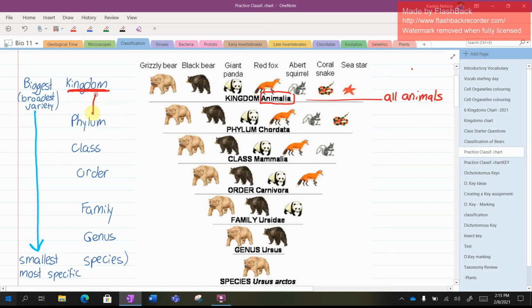As I move down one level, the example turns to phylum Chordata, so these will have a backbone. The sea star here does not make it down to phylum Chordata because it is an invertebrate. It has no backbone.